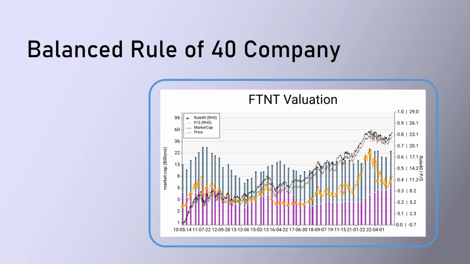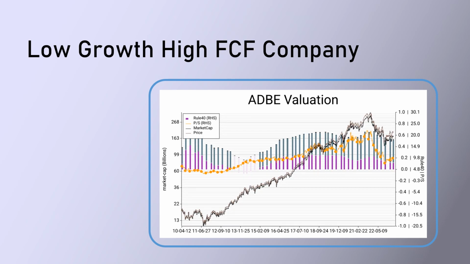Since its early years as a public company, Fortinet has been demonstrating a balanced Rule of 40 score, i.e., an almost even contribution of growth and free cash flow, with little fluctuation around the average score of 50. Another example of a cash cow with a Rule of 40 score above 40 is Adobe. Adobe Incorporated is a multinational software company that leads the digital media and marketing industry.